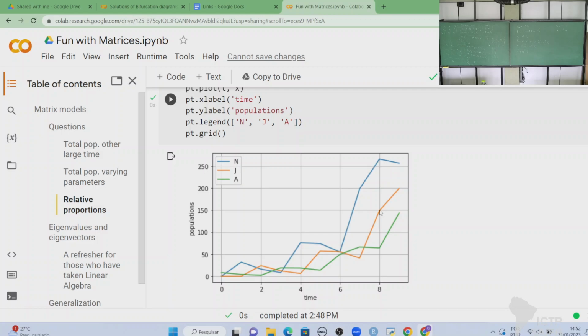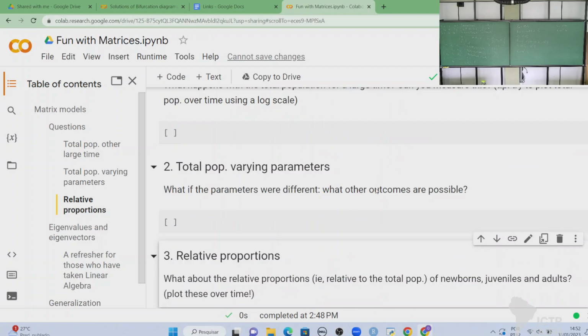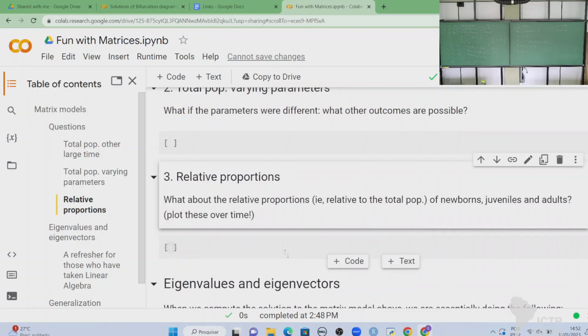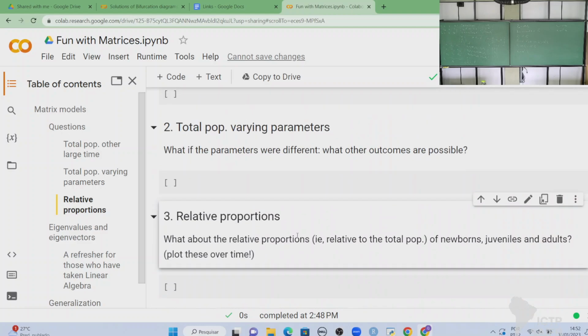So I want you to check, or maybe try to plot this. How do you plot the proportion? So you take the total population, and you take each class, each N, J, and A, and you divide it by the total population, so that you can see the fraction, or the proportion of the total population of each class, of each stage. Does that make sense? So try plotting this over time and see what happens to the proportions of each stage. So this is time for an exercise now. I'll give you some time to do it.